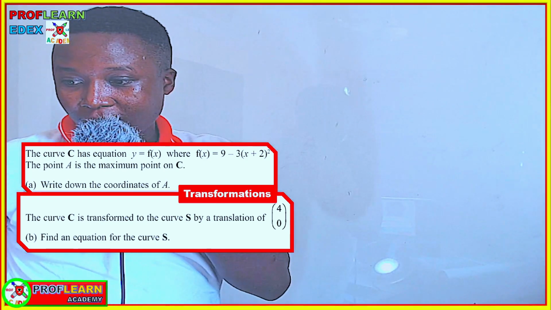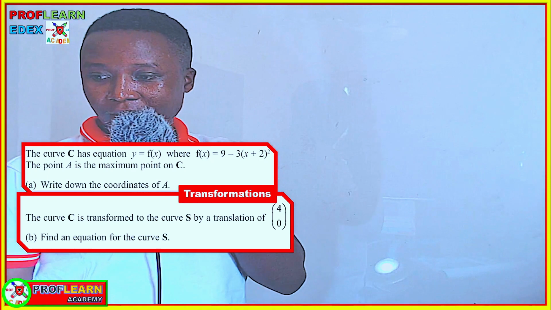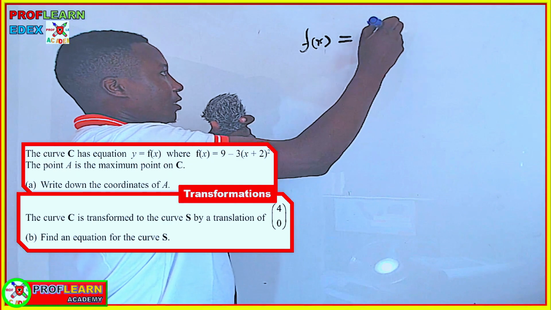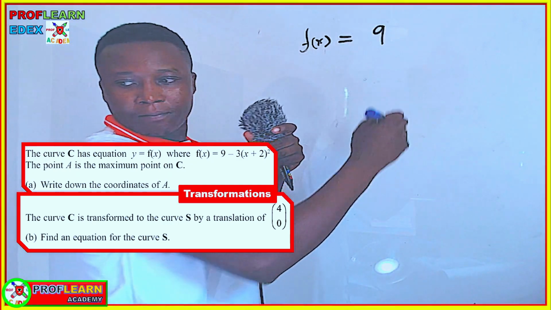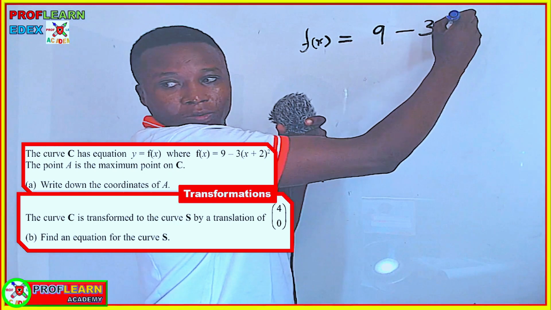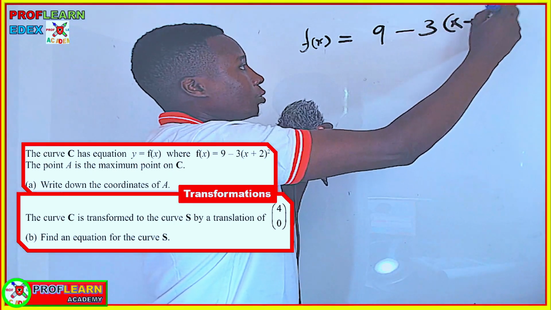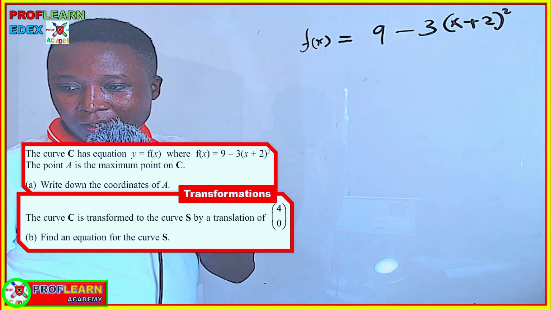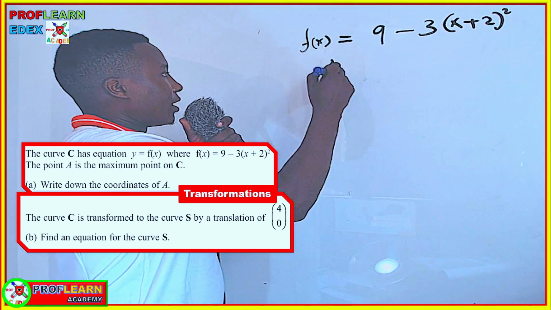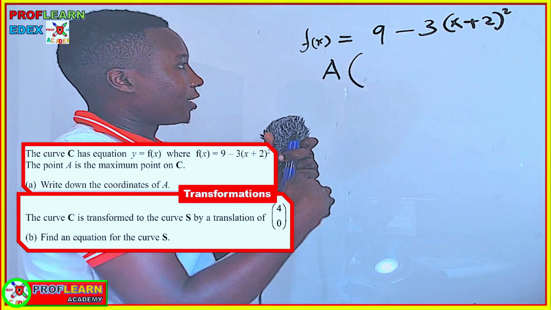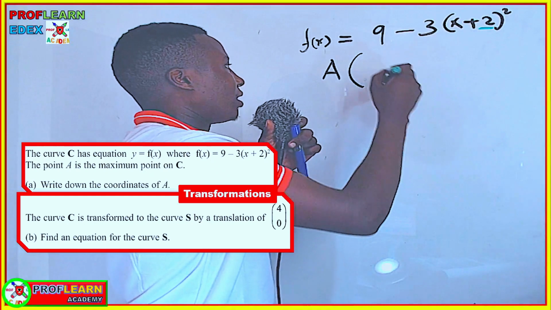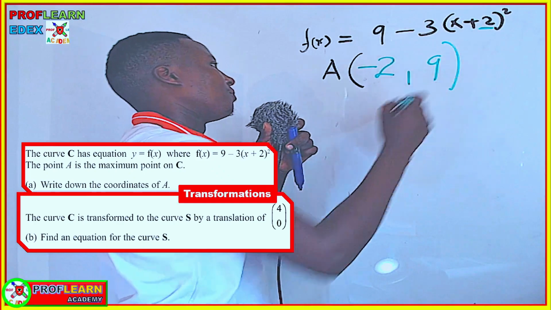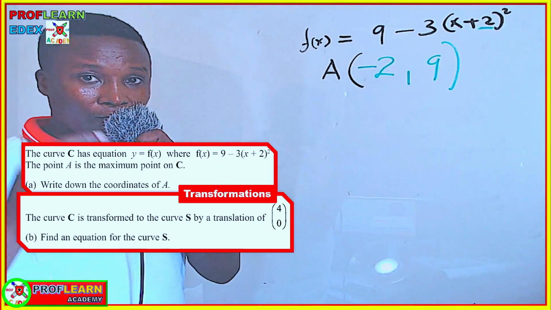Okay, now the curve C has the equation y equals f of x, where in this case we're given that f of x is equal to 9 minus 3 into (x plus 2) squared, and then write down the coordinate of A, and we are told A is the maximum point. So the coordinate of A is going to be, you check that value and then you change the sign to be negative, and this one is going to be 9. That becomes the coordinate of the turning point.